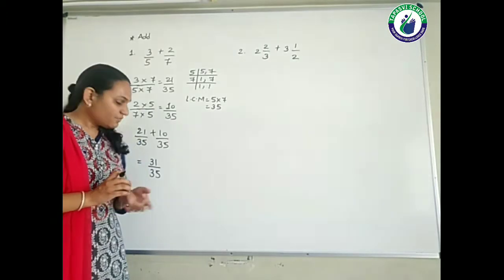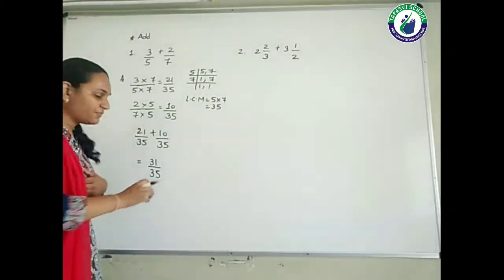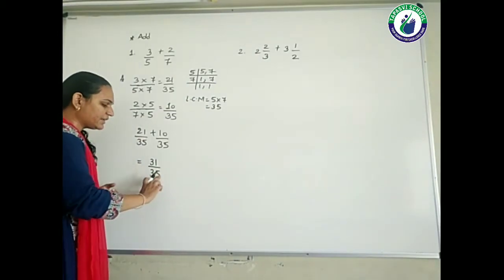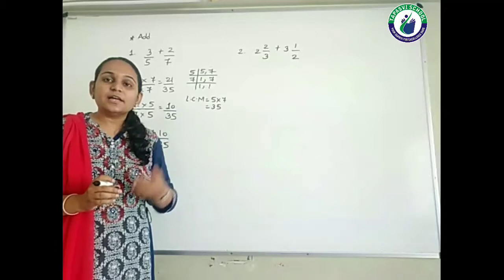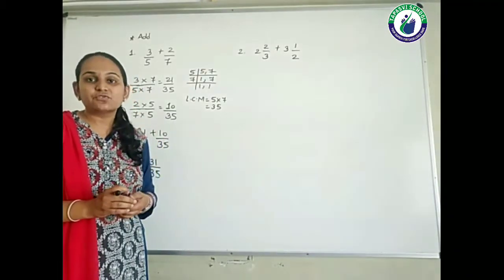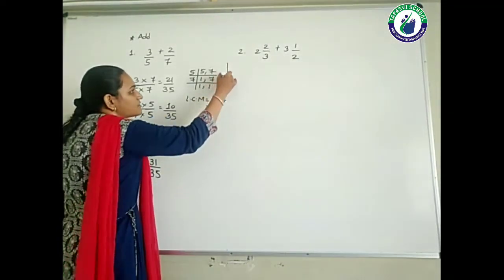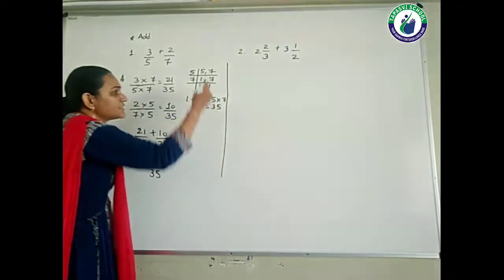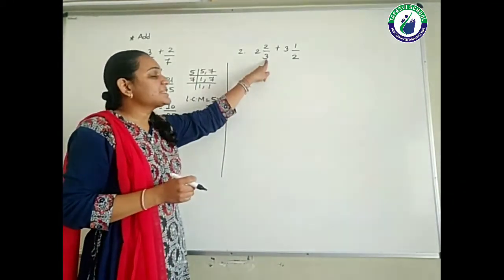Is it clear? One more thing, student: the answer we have got here is a proper fraction. 31 upon 35 is a proper fraction. If it is an improper fraction, then definitely we need to convert it into a mixed fraction. So here we end with the first part. Moving to the second question, students, you can see this is a mixed fraction.